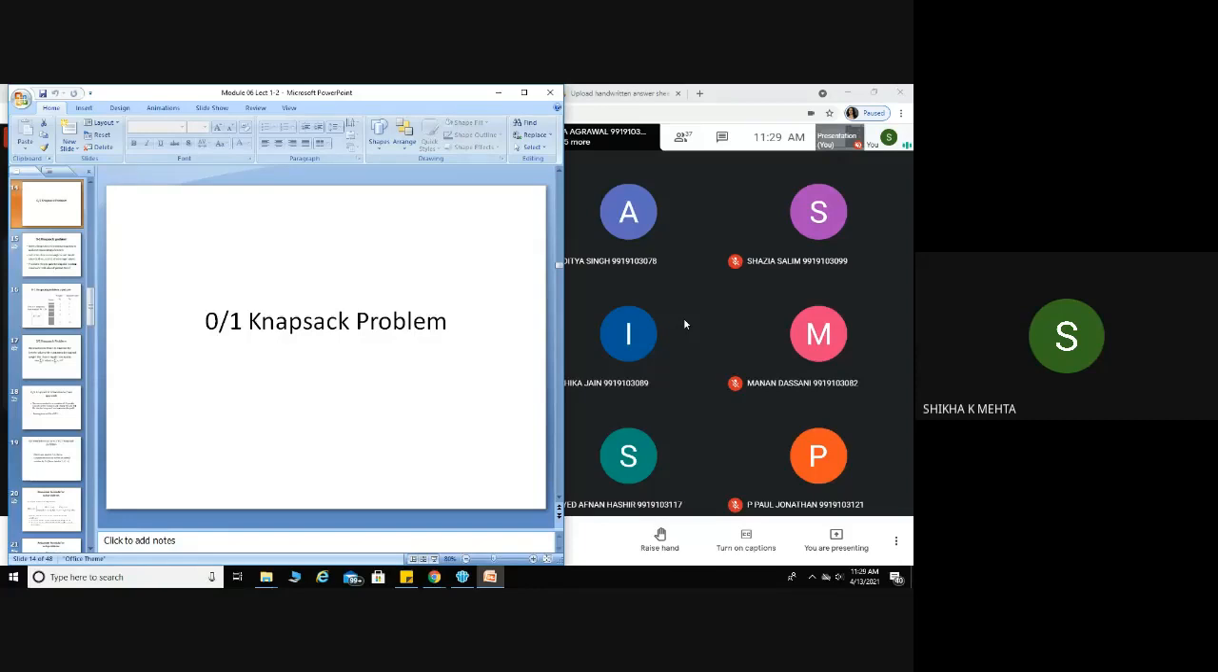Knapsack problem is of two types. One is 0 1 and another is fractional. 0 1 means that any of the items which are available, we cannot take them as a fractional item. We cannot take a partial item.